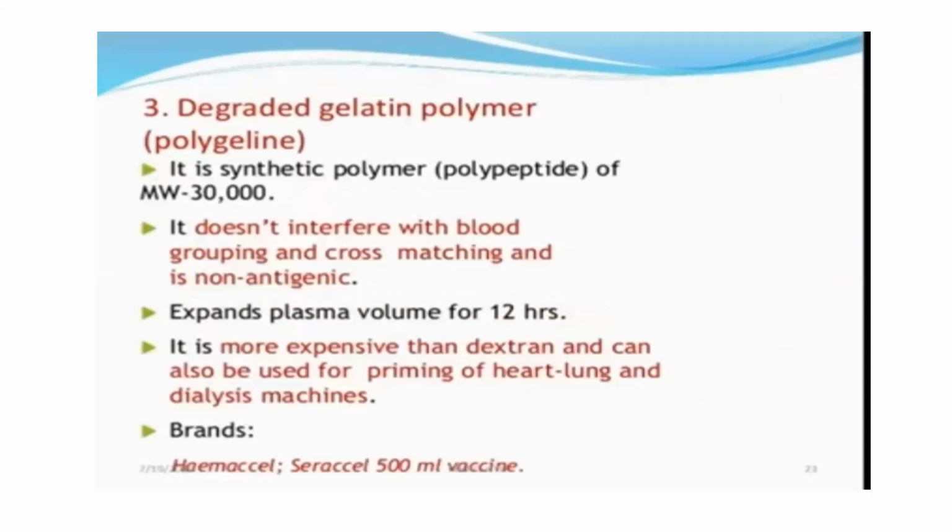Degraded gelatin polymer, polygelatin. It is a synthetic polypeptide polymer of molecular weight 30,000. It doesn't interfere with blood group and cross matching, is non-antigenic, and expands plasma volume for 24 hours. It is more expensive than dextran and can also be used for the priming of heart-lung and dialysis machines. Brands: Haemaccel, Gelofusine.